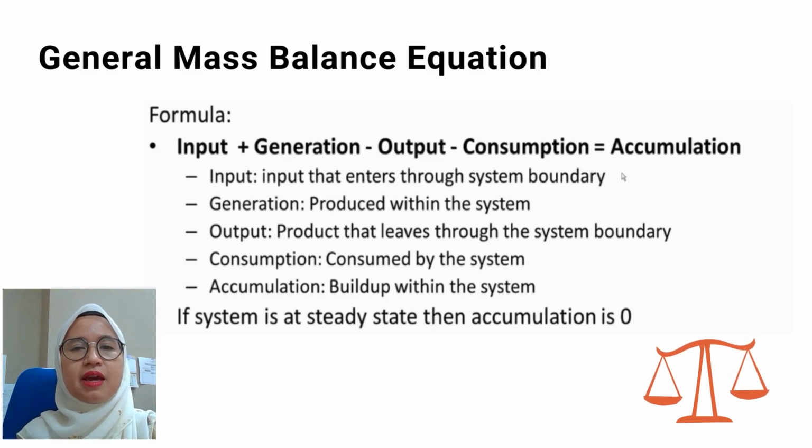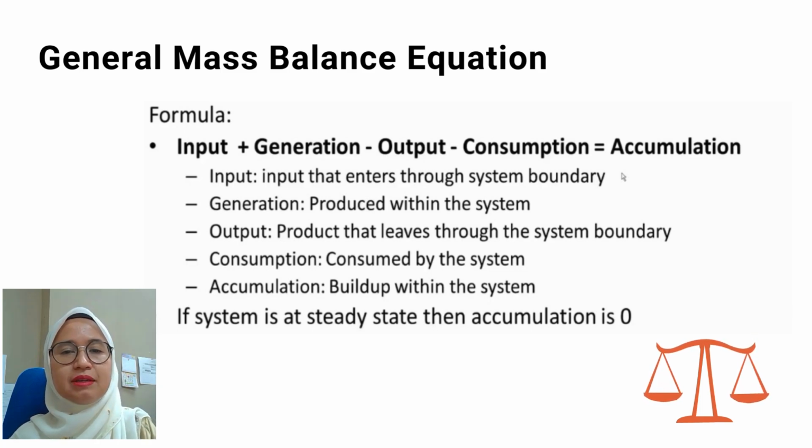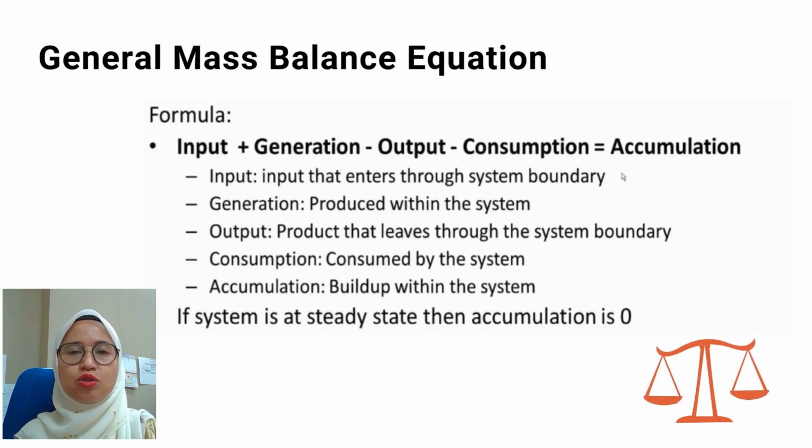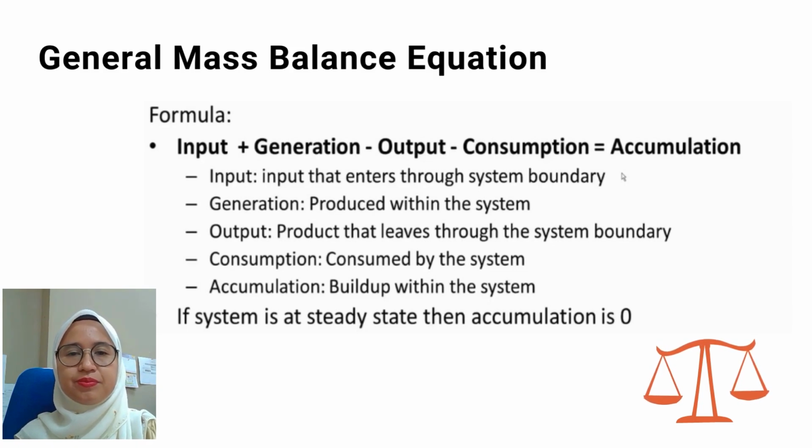Input means the matter that enters through the system boundary. The generation is the material produced within the system. The output is the product that leaves through the system boundary. Consumption is what is consumed by the system. The accumulation is whatever is built up within the system. The accumulation is equal to zero for a process that is steady state.